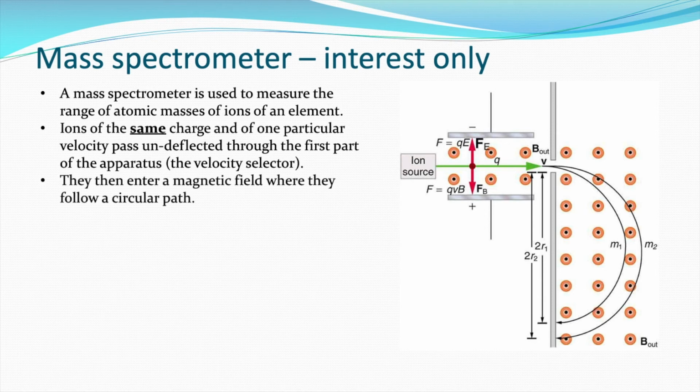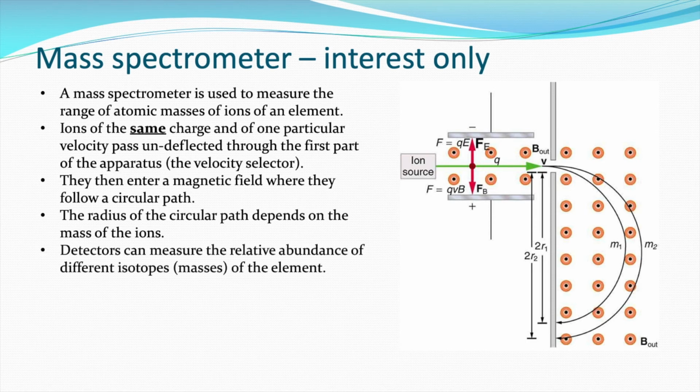And then when they enter into the magnetic field, they'll follow a circular path, and the radius of the circular path depends on the mass of the ions. And detectors can measure the relative abundance of different isotopes of the element. And there's our relationships for magnetic force and central force. If we equate them and rearrange, there's the relationship you would use to determine the radius of that curved path, and from that radius of the curved path you can work out the mass of the isotopes.